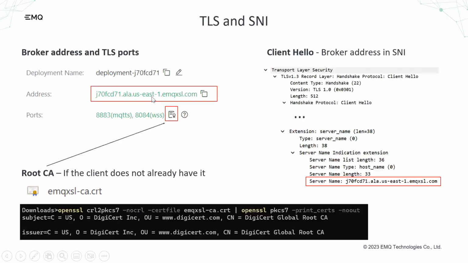After the broker is spun up, this is an example of the address that clients will use to connect to the broker. Clients connect over TLS, so either secure MQTT using port 8883, or they connect over secure WebSockets using port 8084. Most of the clients probably will have the root CA that's used, but if not and they need it, if you click on this icon, you'll be able to download the root CA so that the clients can verify the certificate from the broker.